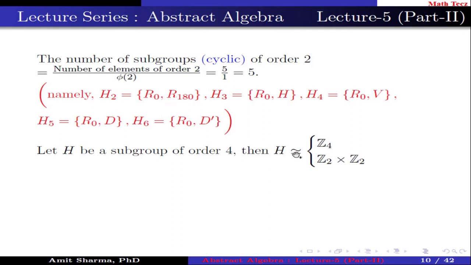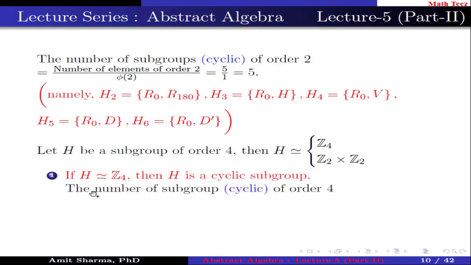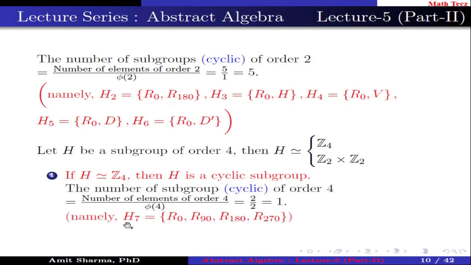Then H is either isomorphic to Z4 or isomorphic to Z2 cross Z2. If H is isomorphic to Z4, then H is a cyclic subgroup. The number of subgroups of order 4 which is cyclic equals the number of elements of order 4 divided by phi of 4, which is equal to 1, and the subgroup is H7 containing the elements R0, R90, R180, R270.